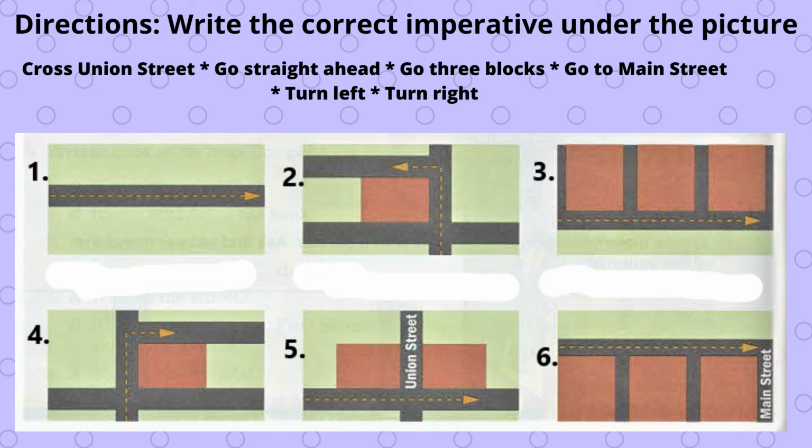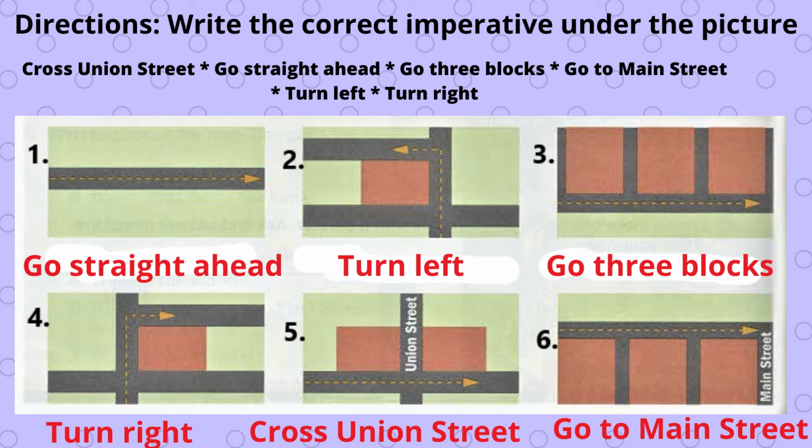Let's look at the first picture. The correct imperative for number 1 is go straight ahead. Number 2, turn left. Number 3, go 3 blocks. Number 4, turn right. Number 5, cross Union Street. And number 6, go to Main Street.